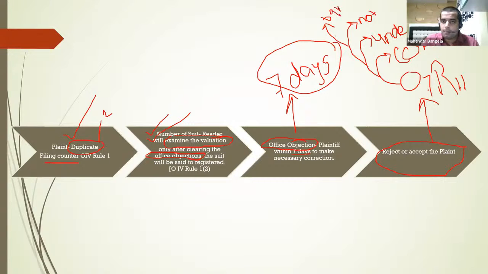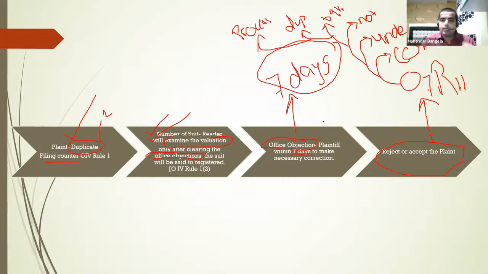and if the plaint is not filed in duplicate, then also the plaint will be rejected. And if you haven't paid the process fee, on these grounds the plaint may be rejected.